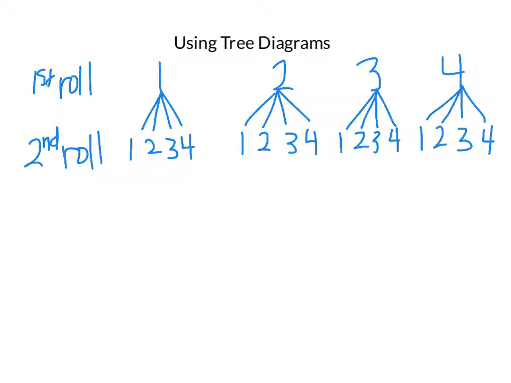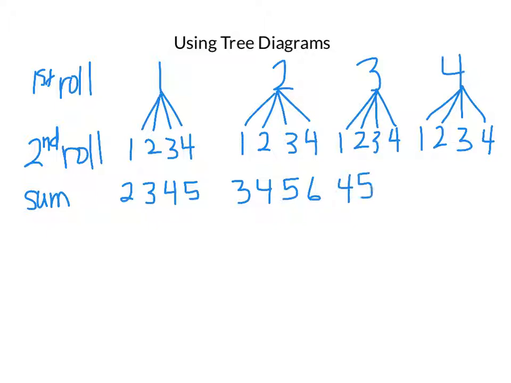So 1 plus 1 is 2. So I'm going to write the sum down here. And then 1 plus 2 is 3. 1 plus 3 is 4. And 1 plus 4 is 5. 2 plus 1, 2 plus 2, 2 plus 3, and 2 plus 4. 3 plus 1, 3 plus 2, 3 plus 3, and 3 plus 4. And 4 plus 1, 4 plus 2, 4 plus 3, and 4 plus 4. This will help us to create our probability model.